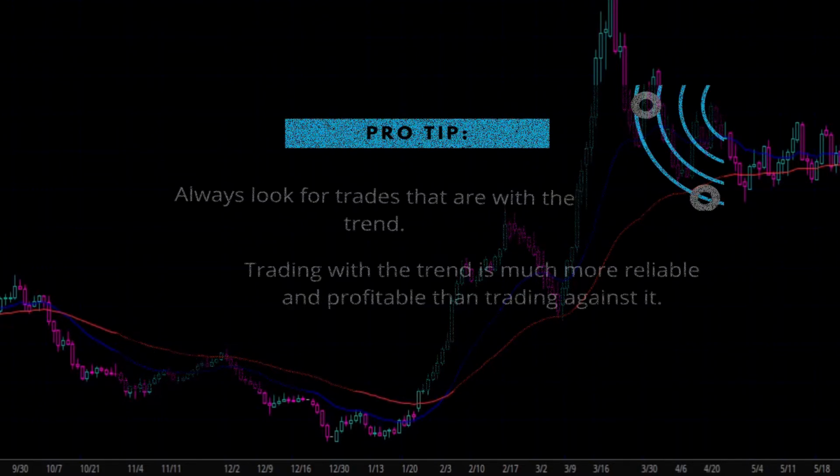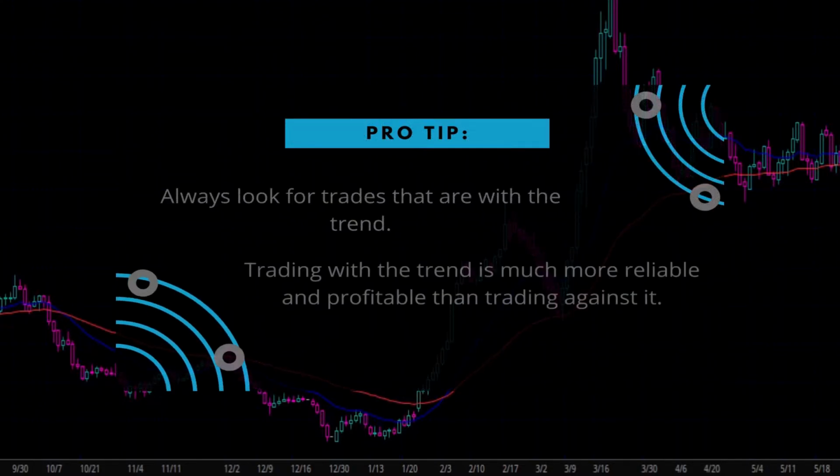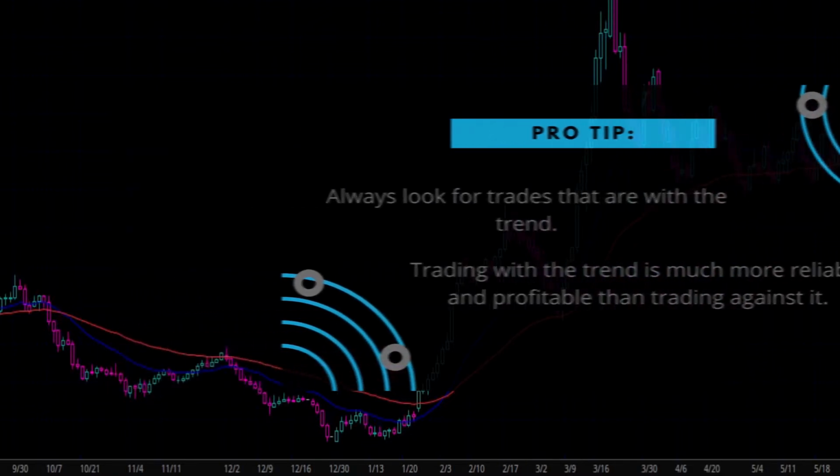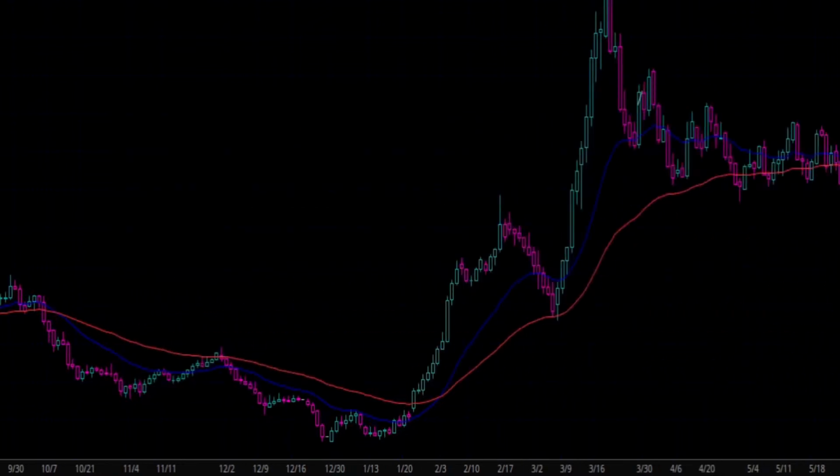Pro tip. You should always be looking for trades that are with the trend, as you will undoubtedly find out that trading with the trend is much more reliable and ultimately profitable than reversal trading, especially for newer traders. It is much easier to swim with the current than to try and swim against it.